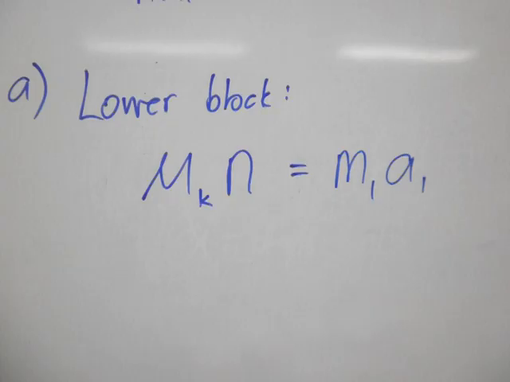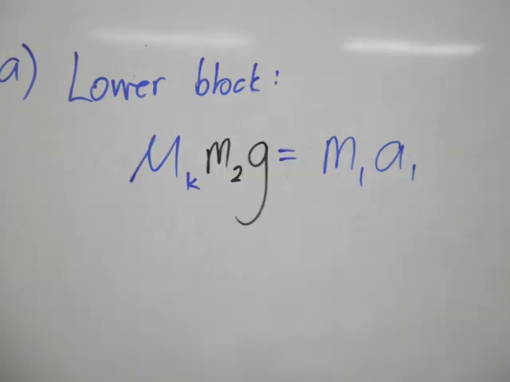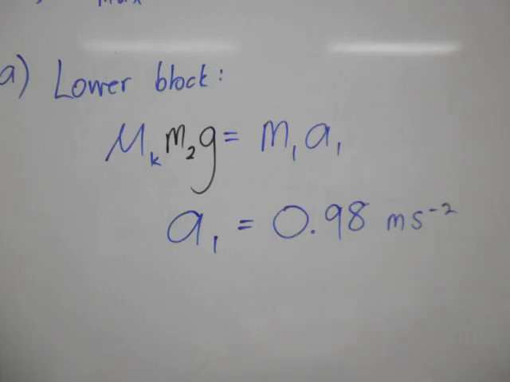Then for the free body diagram of the lower block, there's only one force acting on it, which is the kinetic friction between m2 and m1. Again, using the value of N which we have determined earlier, we get a1 equals 0.98 meters per second squared.